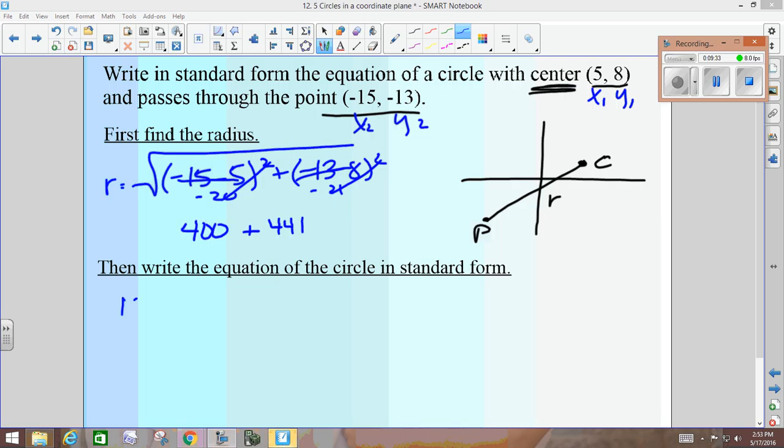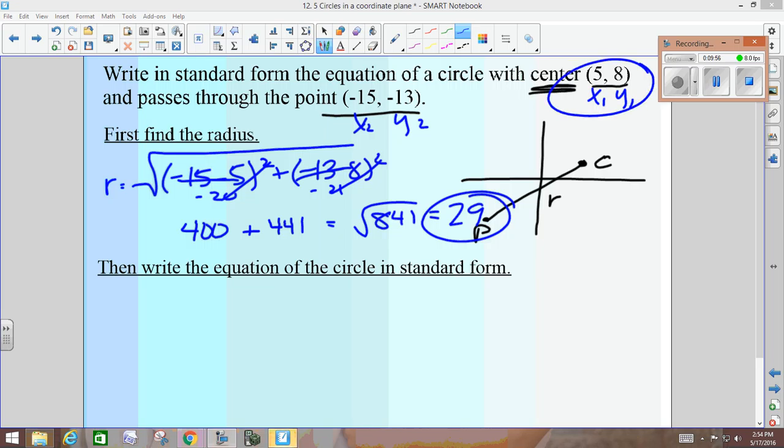Remember, guys, 12 squared is 144. 21 squared is 441. Remember our pattern? You see it, Bracy? Yeah. Okay. That's cool. Square root of 841, so what's the radius? 29. Okay, so you've got your radius.